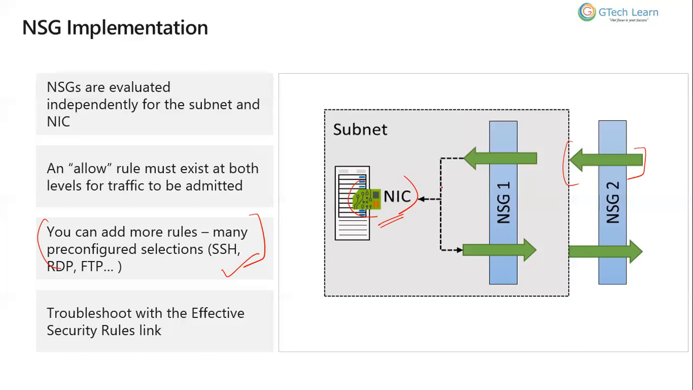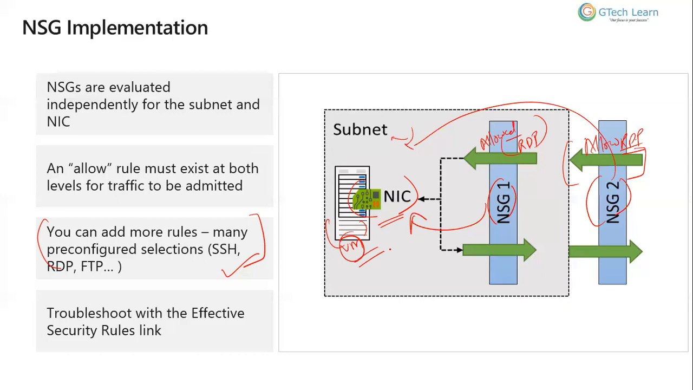For example, I have associated NSG1 on the NIC level, and I have associated NSG2 on the subnet level, and I have allowed the RDP traffic. Then if I want to access this virtual machine resource, for example from the public internet, we must create an allow RDP rule in both, and then only I will be able to access my specific resource.